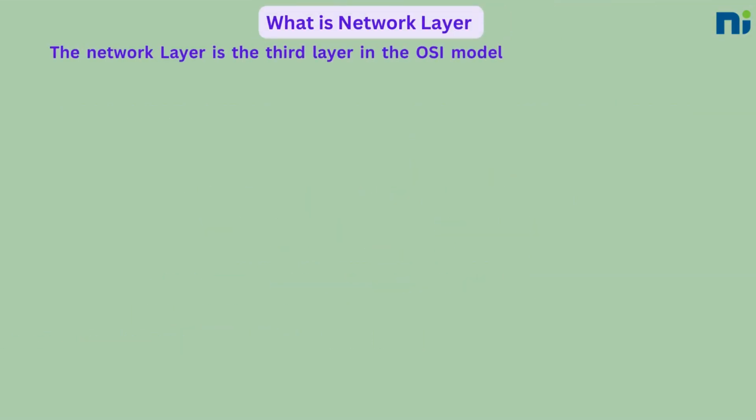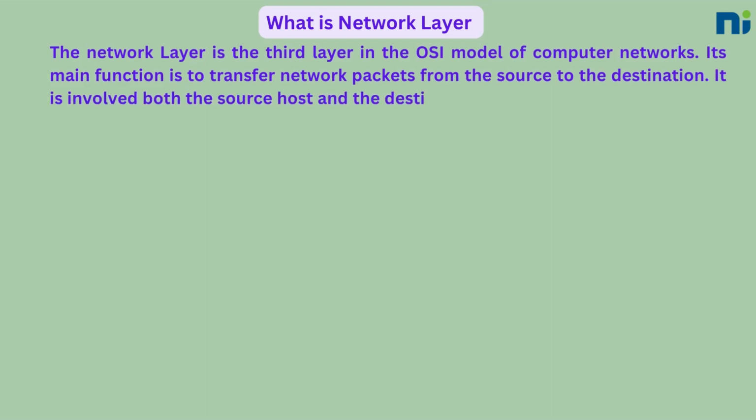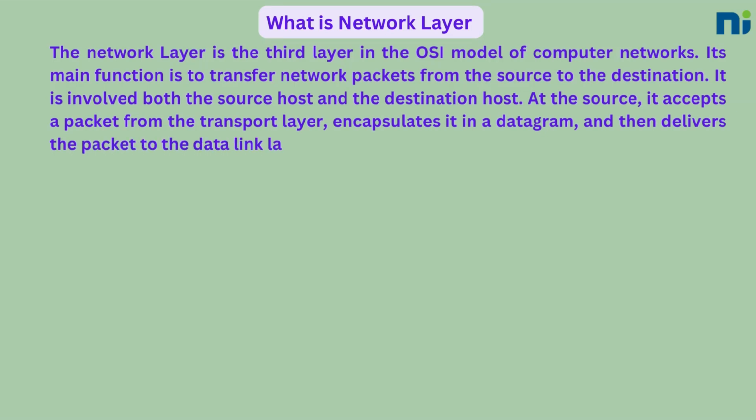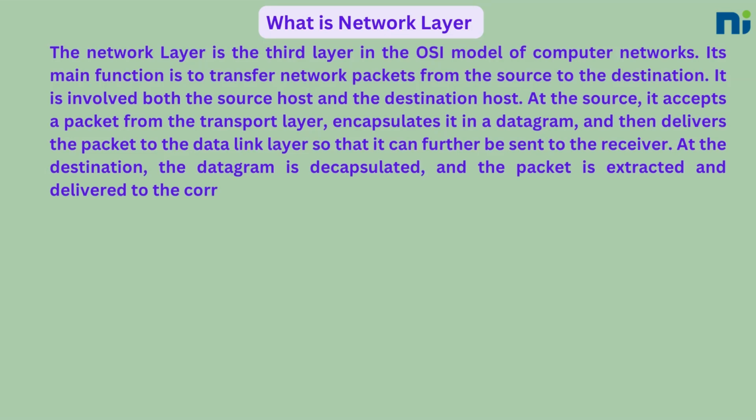What is network layer? The network layer is the third layer in the OSI model of computer networks. Its main function is to transfer network packets from the source to the destination. It is involved both the source host and the destination host. At the source, it accepts a packet from the transport layer, encapsulates it in a datagram, and then delivers the packet to the data link layer so that it can further be sent to the receiver. At the destination, the datagram is decapsulated, and the packet is extracted and delivered to the corresponding transport layer.